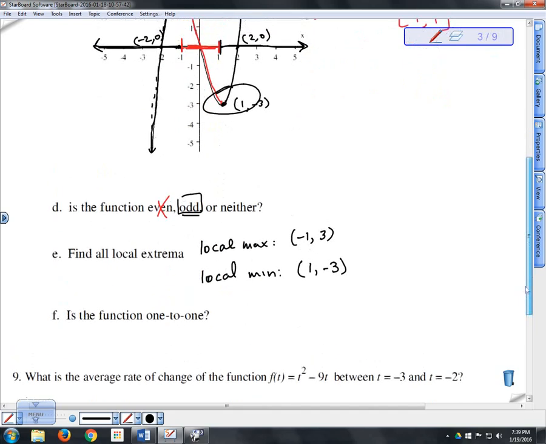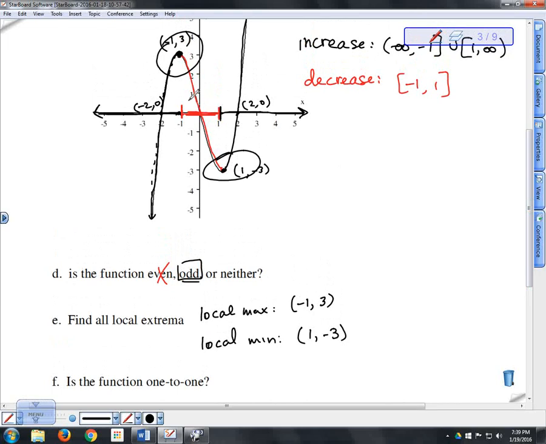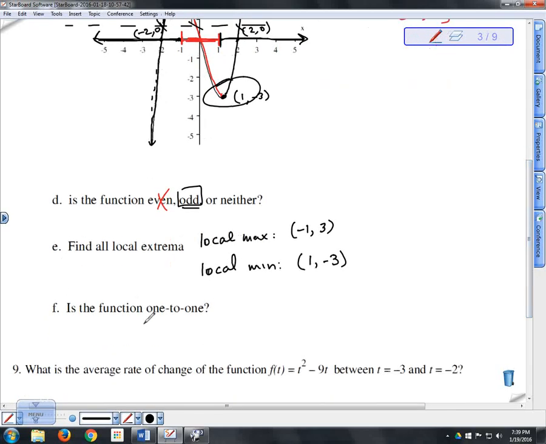Is the function one-to-one? A one-to-one function passes the horizontal line test. It's obviously a function because it passes the vertical line test. But if I were to draw a horizontal line anywhere through the graph, it hits, in this case, 3 times. So it fails the horizontal line test. So it is not one-to-one.